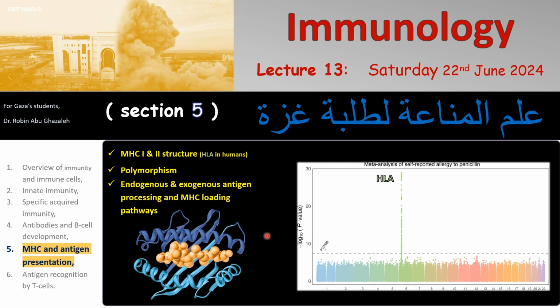In section 5, we'll be looking at the presentation of antigens to T cells. Unlike B cells, whose secreted antibodies see whole antigens, T cells see very small peptides of between about 8 and 13 amino acids long, presented to them by a molecule called MHC. MHC stands for Major Histocompatibility Complex, and we have MHC1 and MHC2.